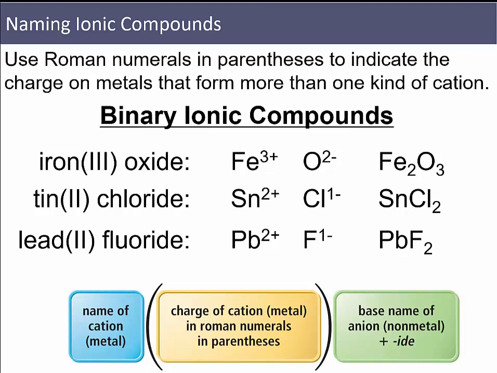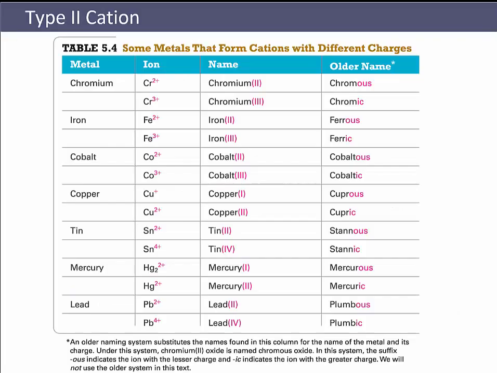Right? If we look at some of these guys that are going to form cations with different charges, chromium, iron, cobalt, copper, tin, mercury, lead, right? It gives the different charge states. You can usually, on a good periodic table, get one that will tell you what these charge states are. Whether it's 2 or 4, sometimes there's even more than that. This one's pretty simplified.